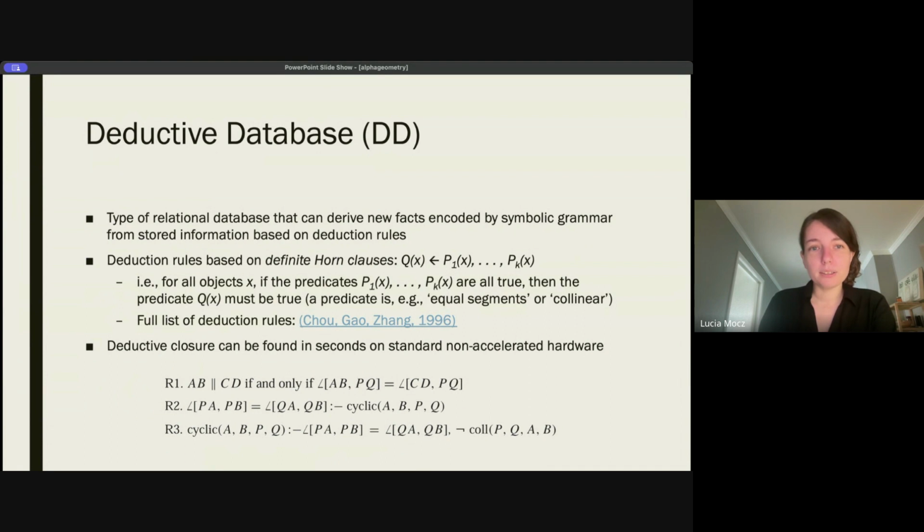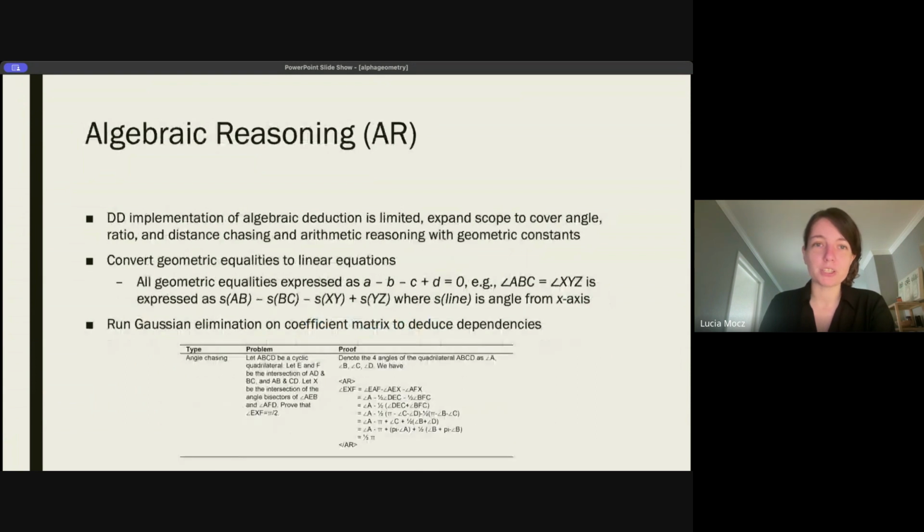Deductive databases are incredible for deductive reasoning. However, they do have their limitations. One limitation is that they're not very good for any type of numeric problem. Whenever you have to compute a very specific quantity, it's very hard to encode something like that into a deductive database.